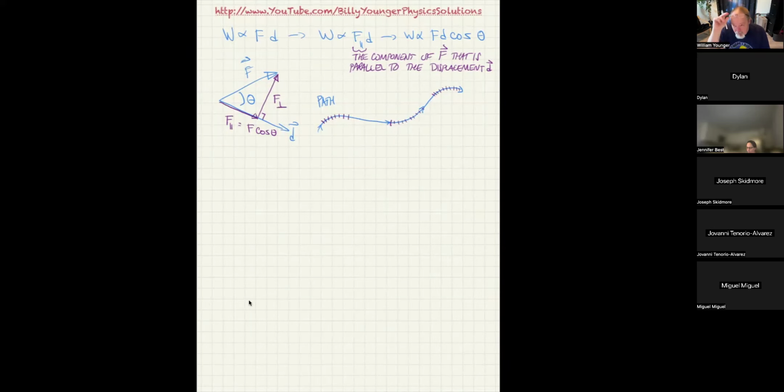But when we break it up like that, then you're going to have a bunch of different parts. You're going to have a part for each one of those little segments of the path. So how do you end up doing it? Well, the ultimate formula is work is equal to the integral of F dot dl, and this is called a path integral.